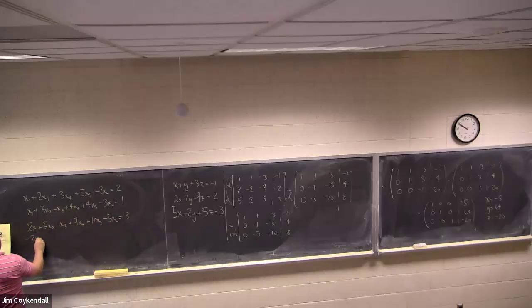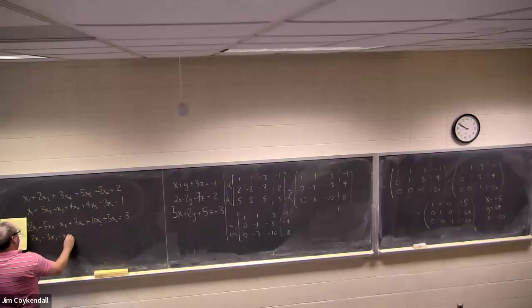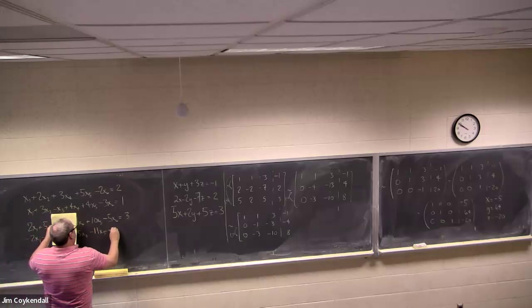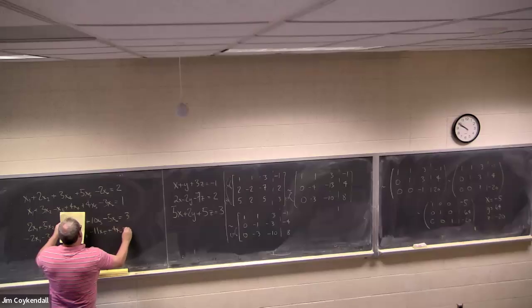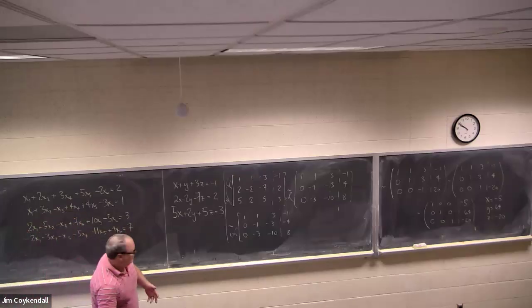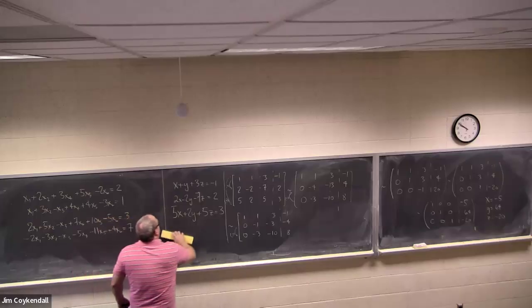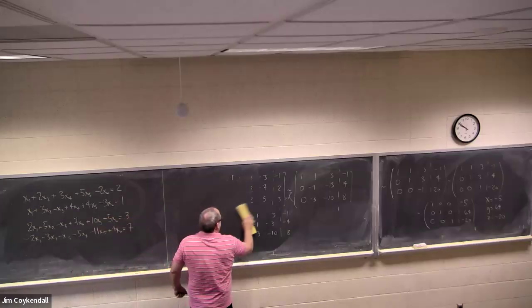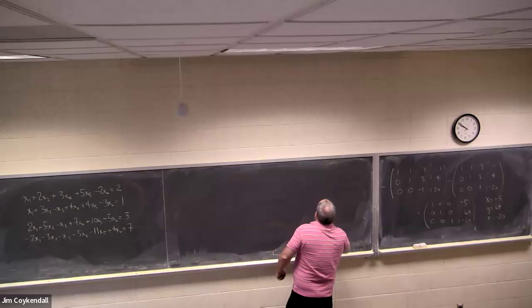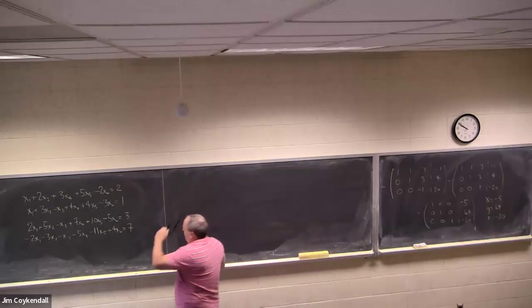And finally, minus 2x1 minus 3x2 minus x3 minus 5x4 minus 11x5 plus 4x6 is equal to 7. I don't even know if this is consistent or not. But this one right here, I'm going to pick this one apart here.